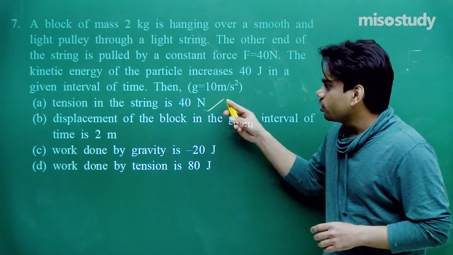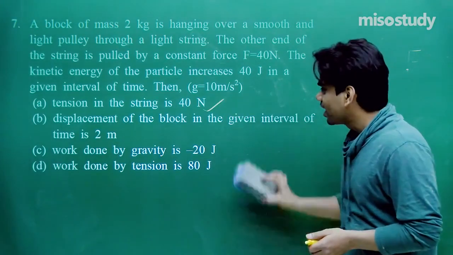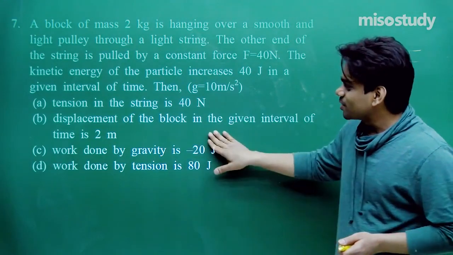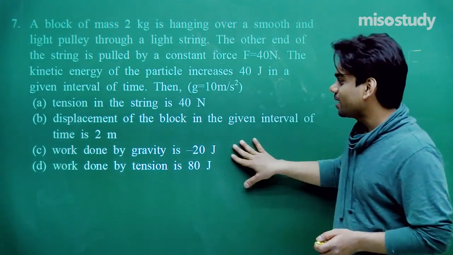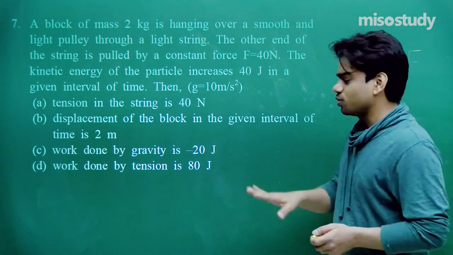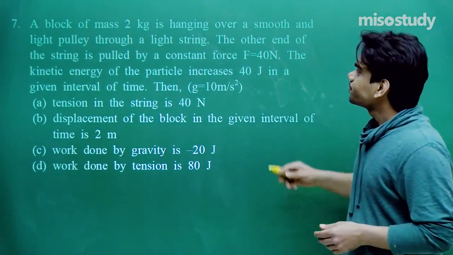Tension in the string is 40 Newton. I have marked it correct, but first we need to check. Displacement of the block in the given interval of time is 2 meter. We need to check this. Work done by gravity is minus 20 joule. Work done by tension is 80 joule. Let's try to find it out.